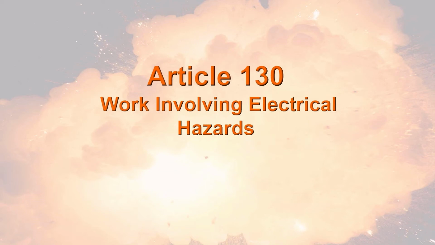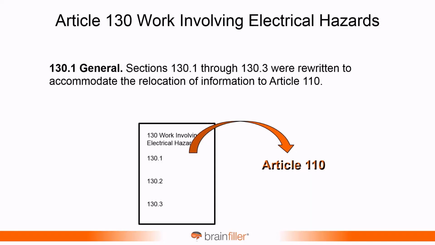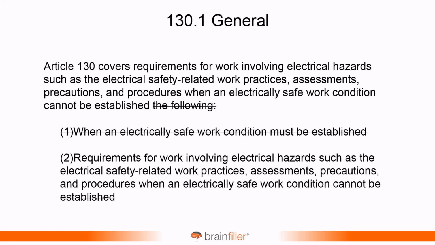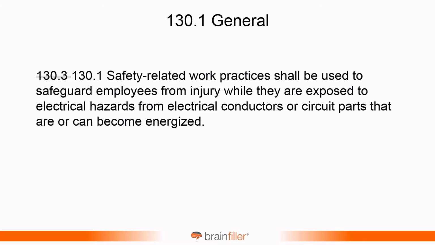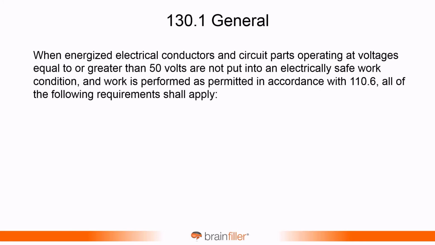Work involving electrical hazards, Article 130. There were a few reorganizations that occurred here just because some of the information in 130 now found its way into 110. So there was a bit of a reorganization here, and that included some of the general requirements. This was reorganized and rewritten a little bit because some of this got moved to Article 110. What was 130.3 is now found in 130.1. And so just a bit of shuffling around here.